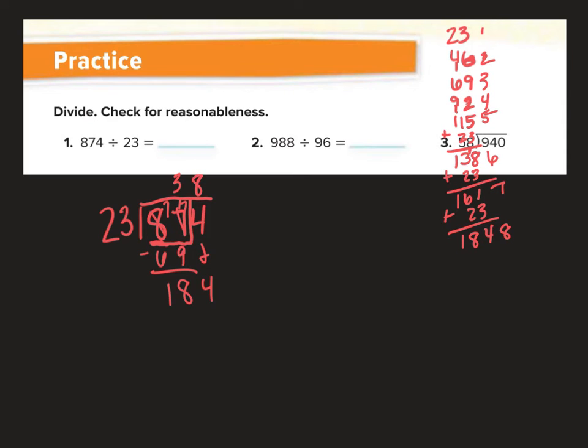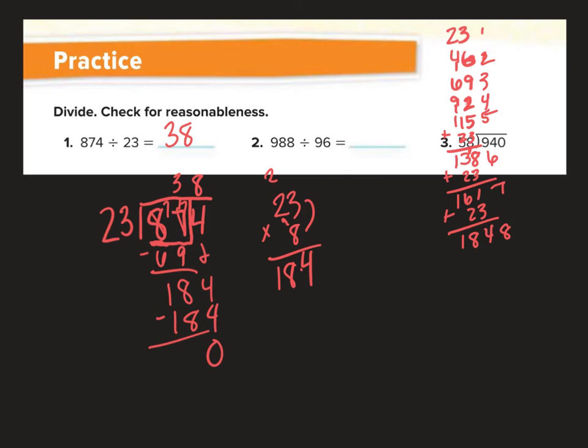8. So let's check it. Let's do 23 times 8. 8 times 3 is 24. 8 times 2 is 16. Plus 2 more is 18. 184. So I can subtract 184 and I get a 0 remainder. So our answer is 38.